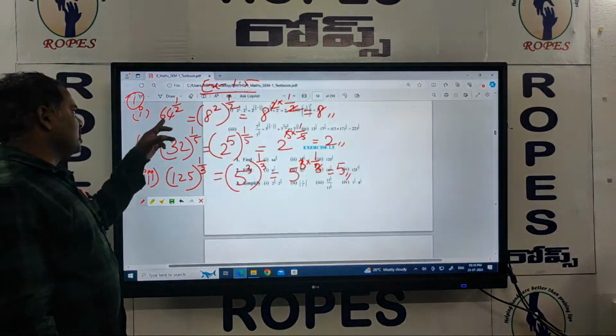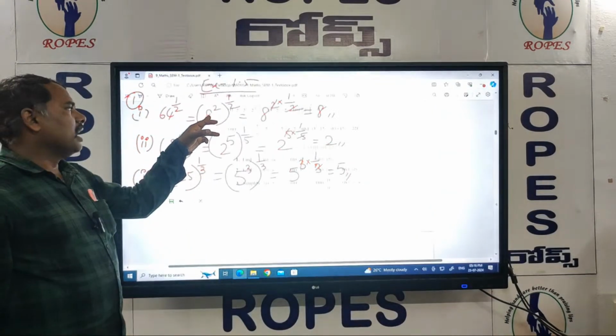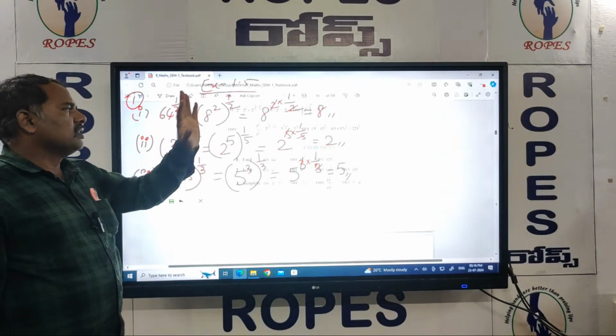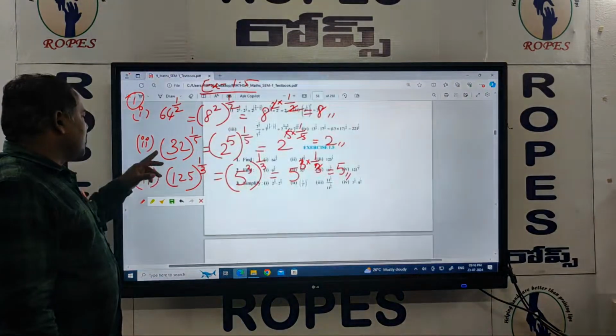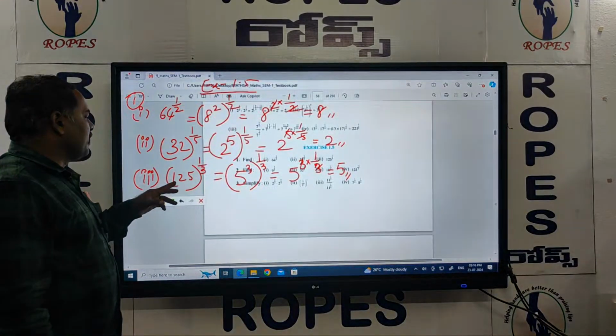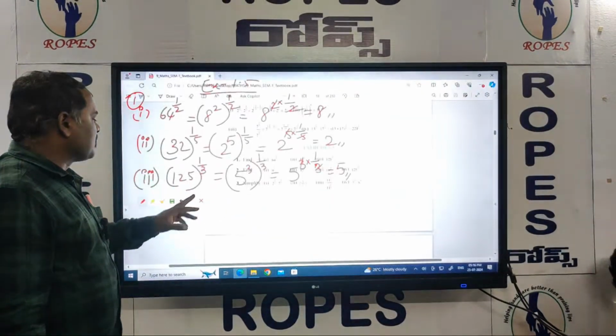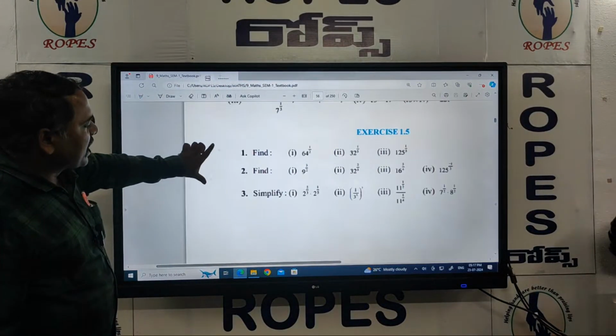So this is the first question. 64 power 1 by 2: 64 we can write as 8 square, 8 power 2 into 1 by 2 is nothing but 8. 32 we can write as 2 power 5, so 5 cancels, giving 2. And 125 we can write as 5 cube, 3 cancels, then 5. This is the first question. Now we will see the second question.